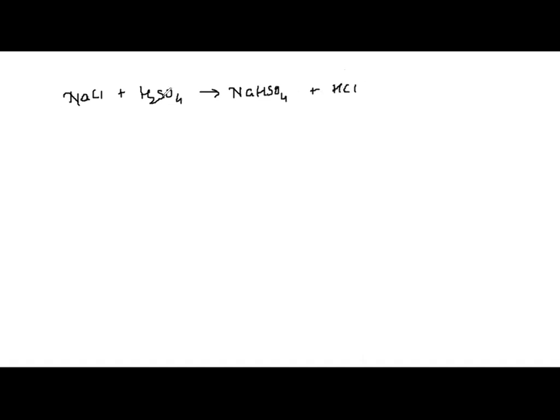So they have said 4.9 grams. Our question says the weight of NaCl decomposed by 4.9 grams of H2SO4, 6 grams of sodium hydrogen sulfate, sodium bisulfate, and 1.825 grams of HCl. This is our question, right? So we don't know about NaCl. So let us keep it as X.